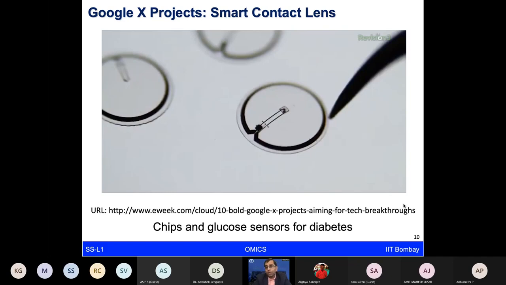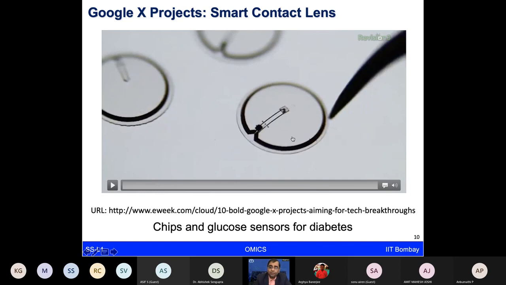Now, another Google project is also looking at much beyond just glucose biosensors. And let me show you this clip from this link.